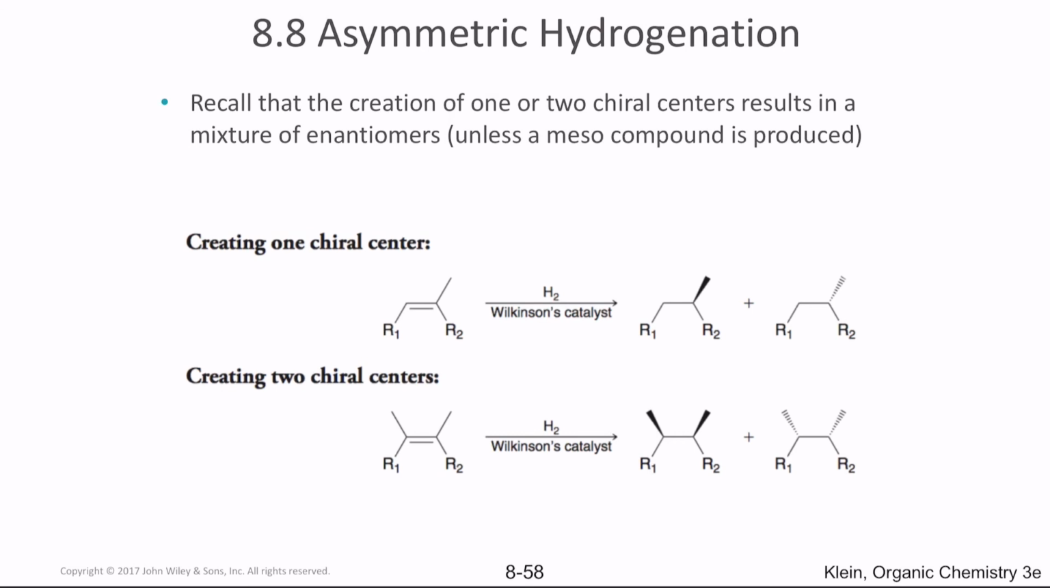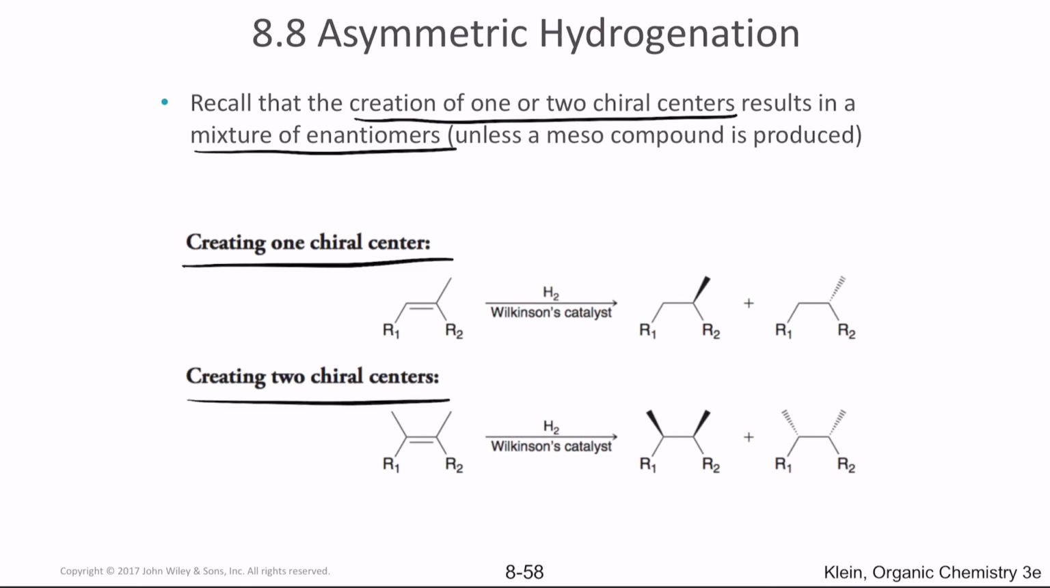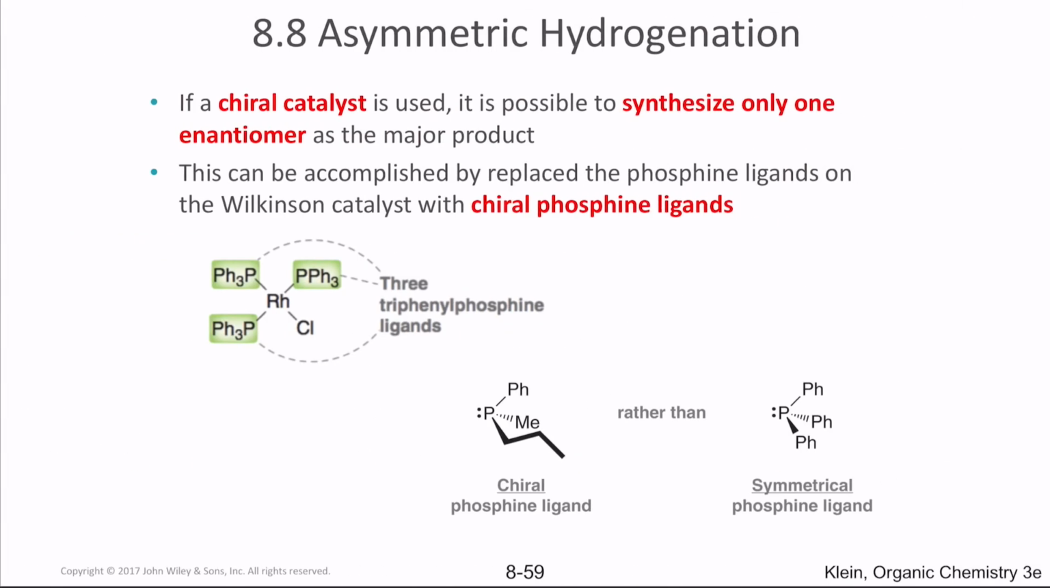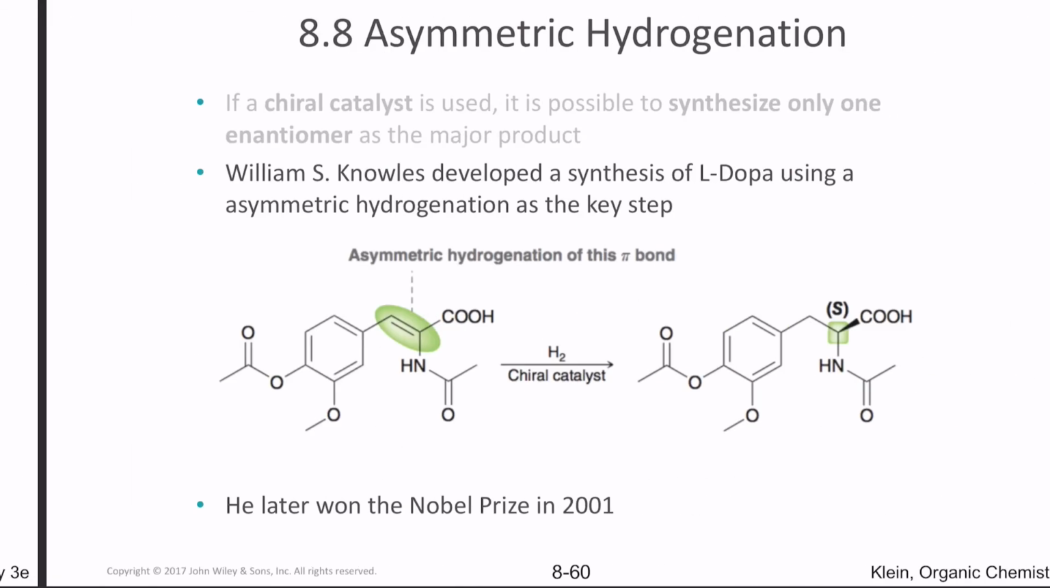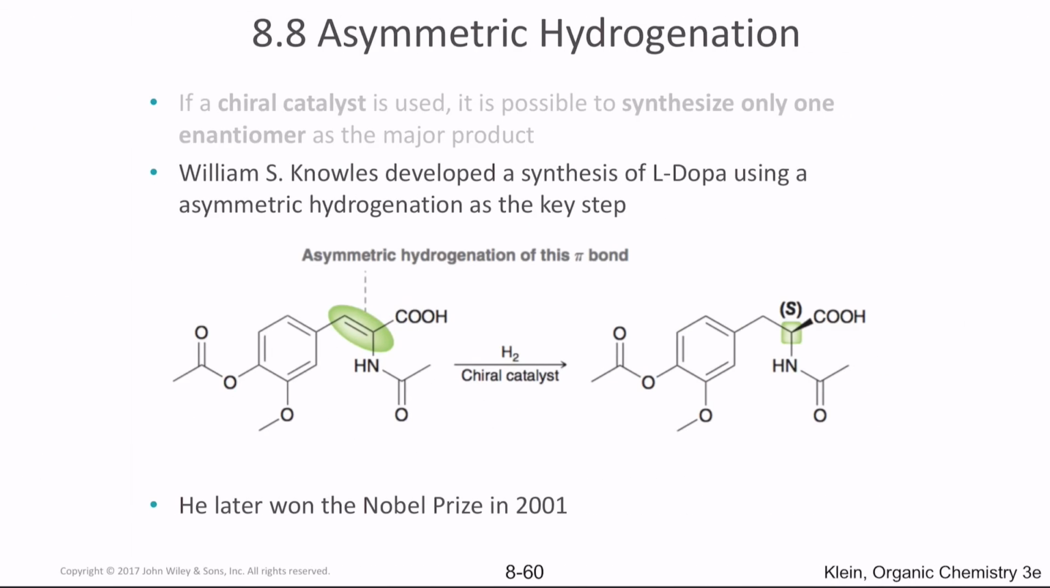So recall that whenever we have the creation of one or two chiral centers, you have a mixture of enantiomers. Here also you end up with a mixture of enantiomers, and this is the reaction where it creates two chiral centers. Now if you use a chiral catalyst, it is possible to synthesize only one enantiomer. This is accomplished by replacing the phosphine ligands on the Wilkinson's catalyst with chiral phosphine ligands. Replacing them with chiral phosphine ligands creates the particular chiral compound that you want to form.